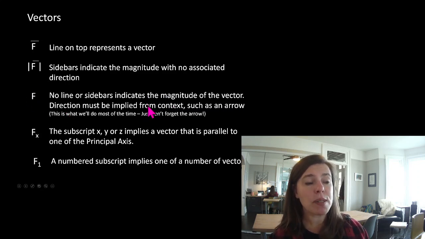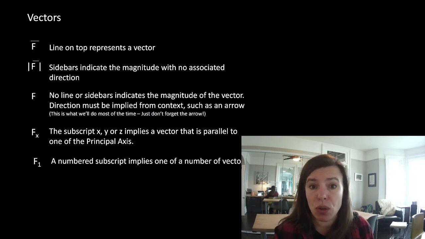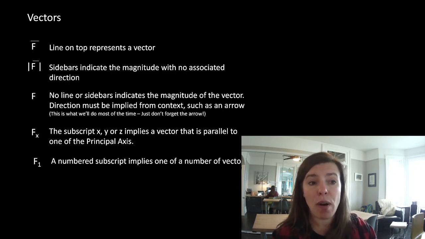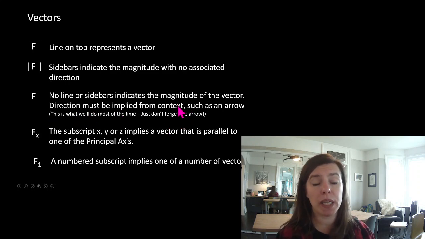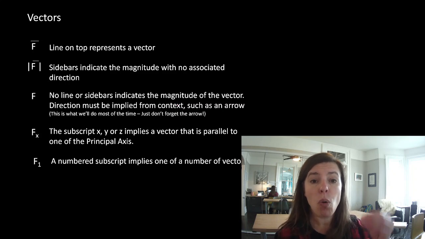So the direction must be implied from context, like an arrow. An arrow gives you directional context. We can determine its direction from that arrow. This is what we're going to do the majority of the time. So the arrow is really important. Drawing that arrow with that value constitutes a vector.